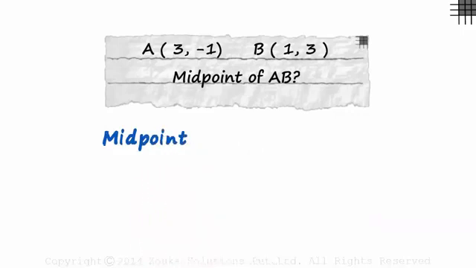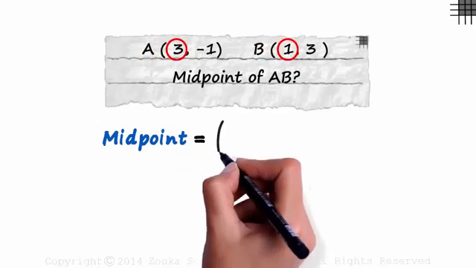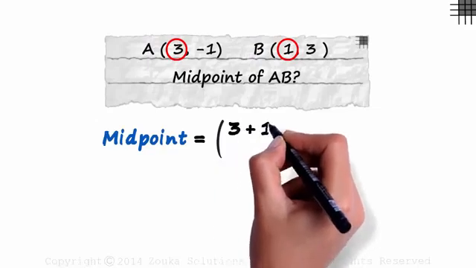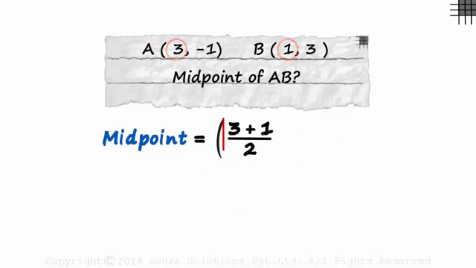The x-coordinate of the midpoint is the average of the x-coordinates of the endpoints. The x-coordinates of A and B are 3 and 1. The average will be (3 plus 1) over 2. This is the x-coordinate of the midpoint.